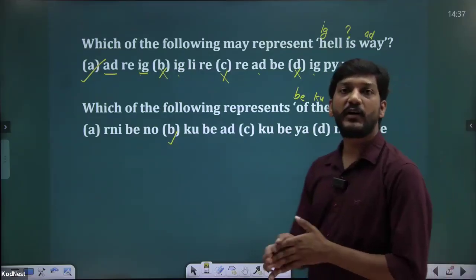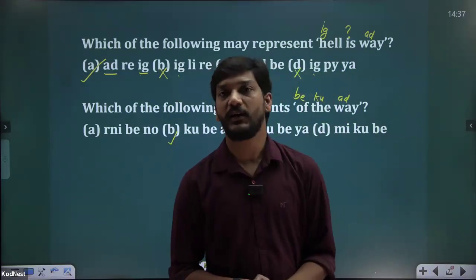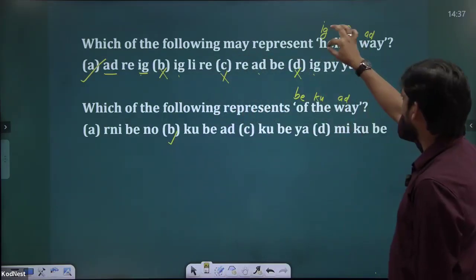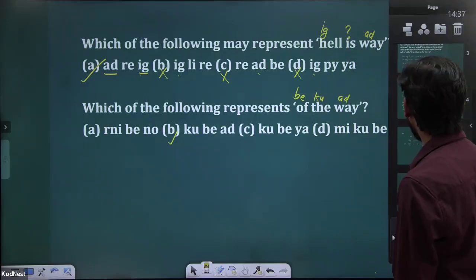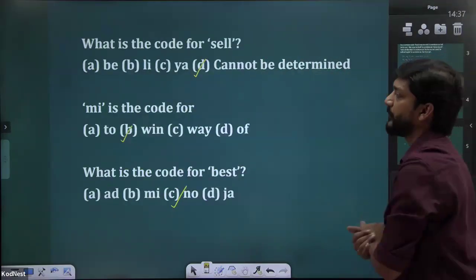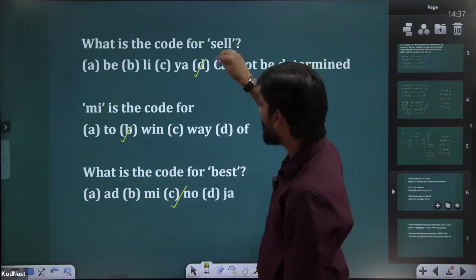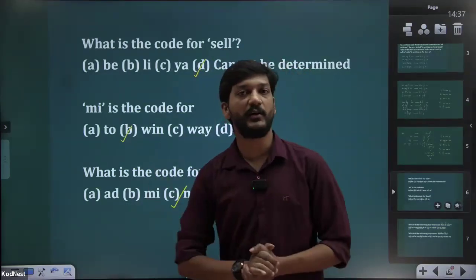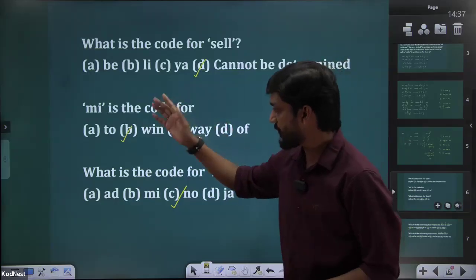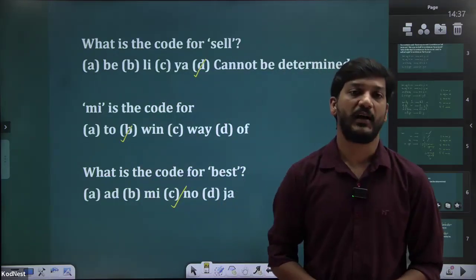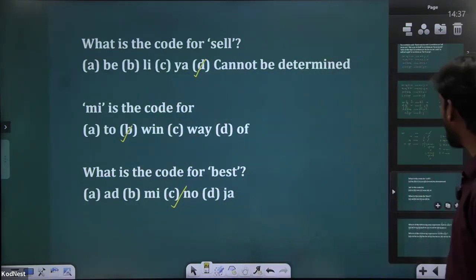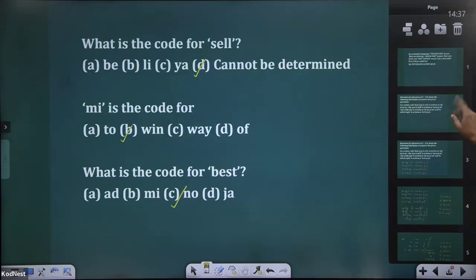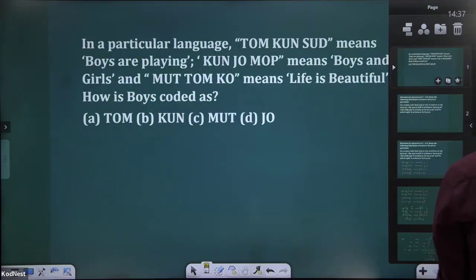So first we have to find the translation of each word. After that we have to see. Sometimes a sentence will be given. Sometimes a word will be given. Okay. If we don't know the proper translation, we'll say cannot be determined. If we know the translation, then we'll say the right option. Understood or not? Please confirm this, all of you. And please try one more question. Okay, please try this question as well.